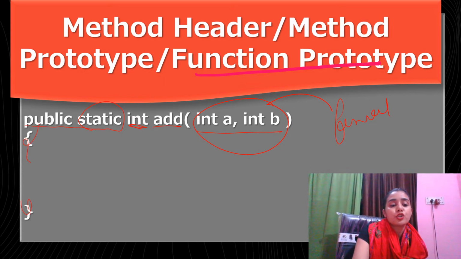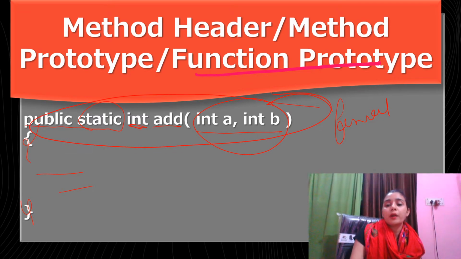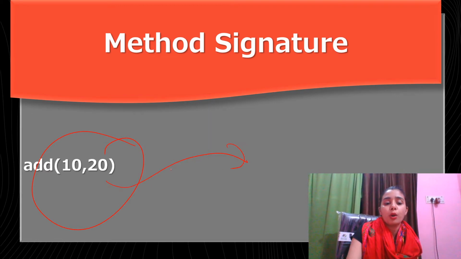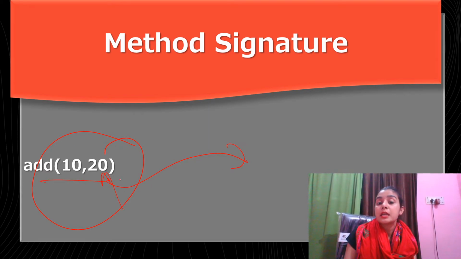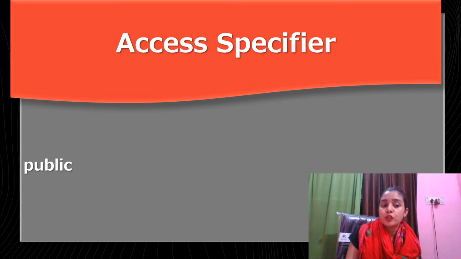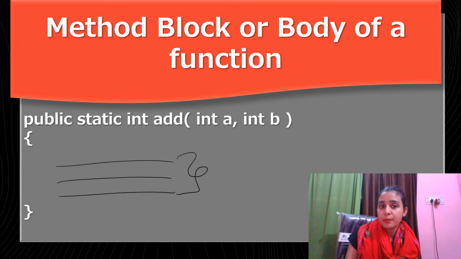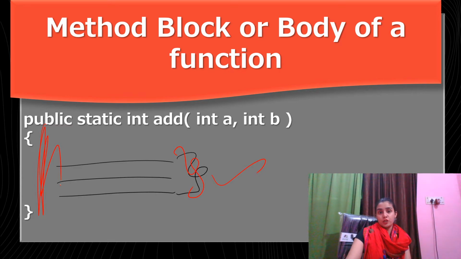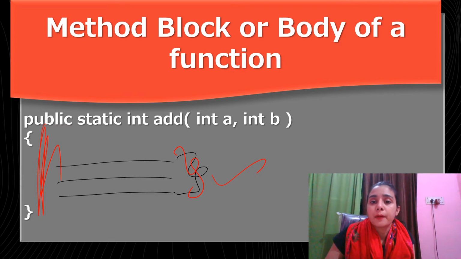And this is my function's body. So this is the function prototype. And at the time of function call, we are just calling the function, and that is called the function signature. Next, the access specifier, we have already studied about that. If I talk about the function definition, or we can say the body of the method, this area is called the function definition, the body of our function, right?